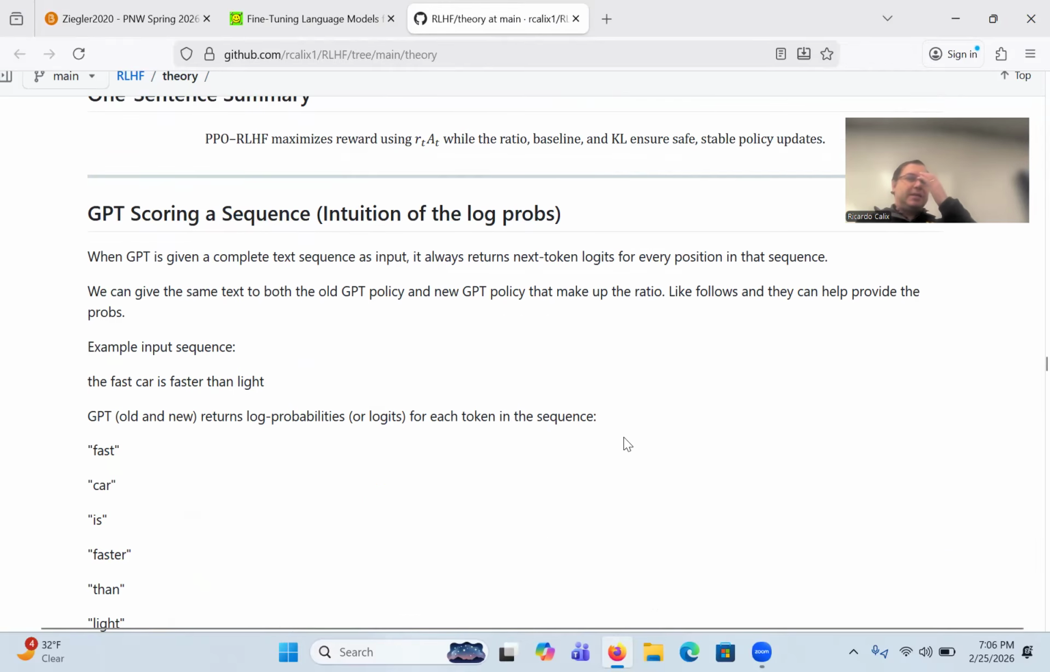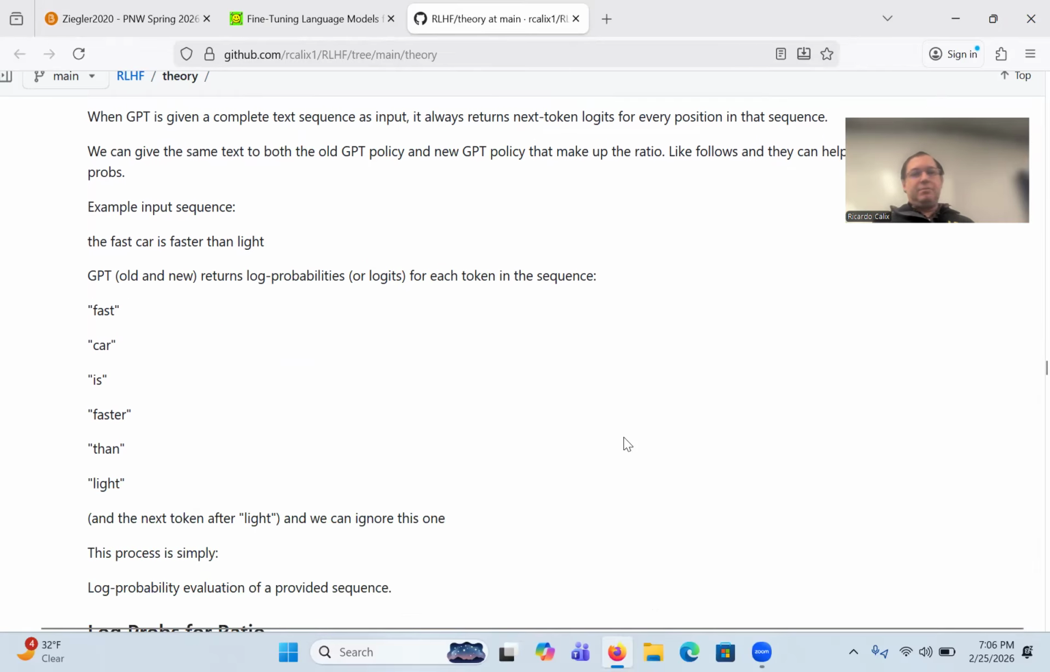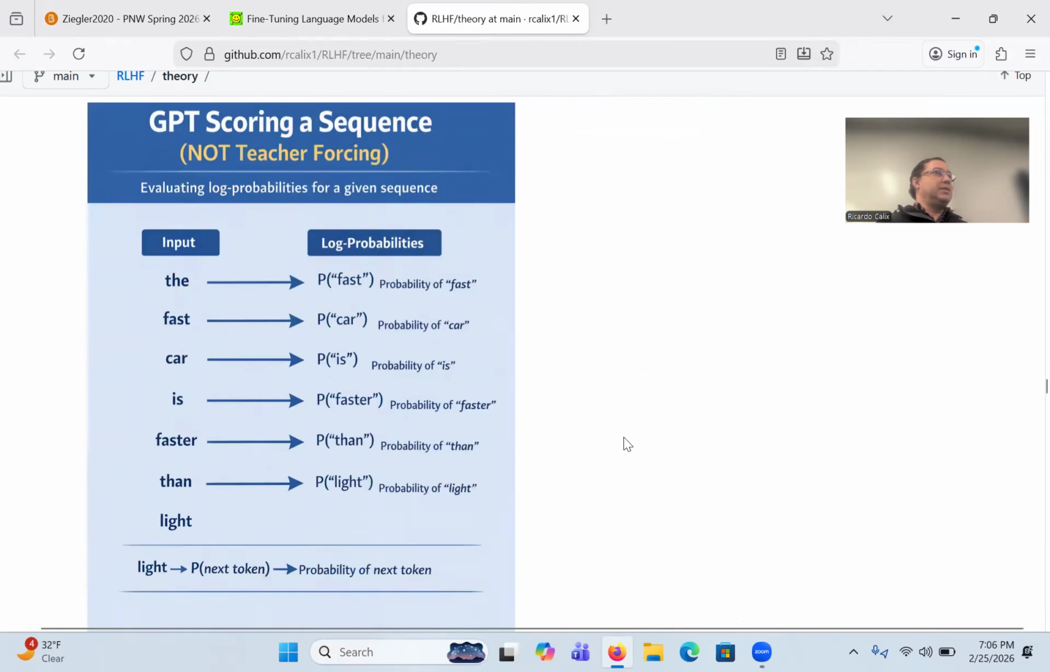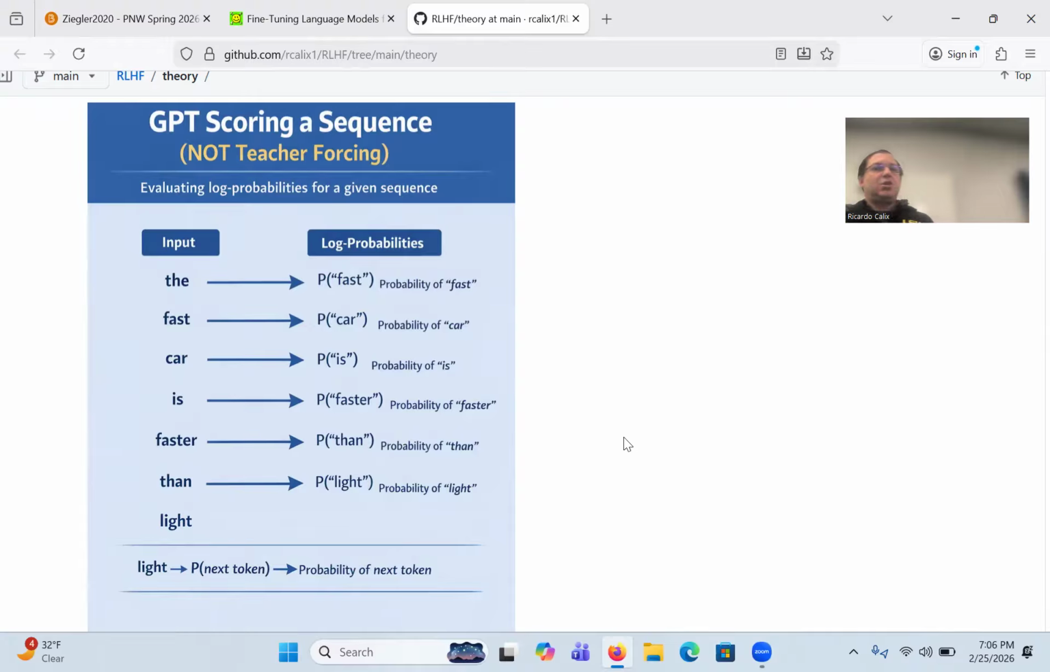So here I have an example, and I have a diagram, essentially, right? So let's start with the diagram. Hopefully this gives context, and then we can dive into the text. So GPT scoring of a sequence, right? So what do we know about GPTs? Autoregressive, right? We give them a sentence. They produce a sentence, correct?